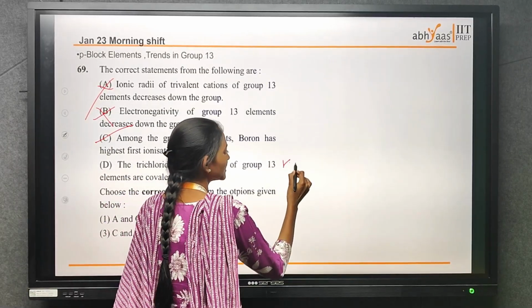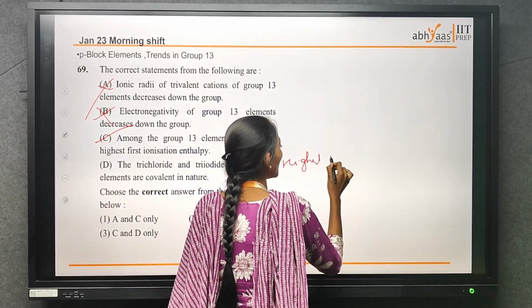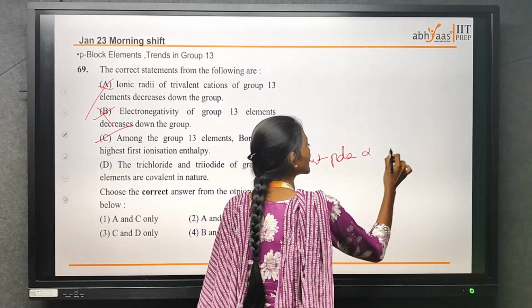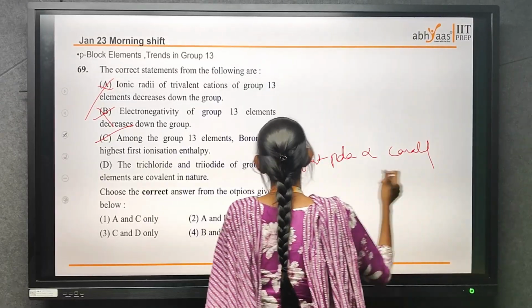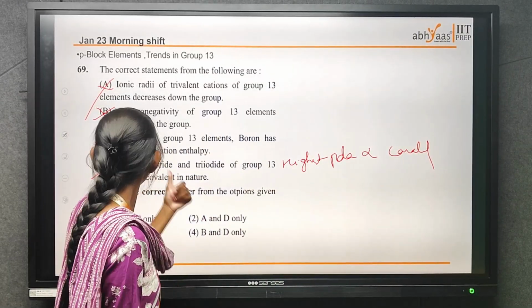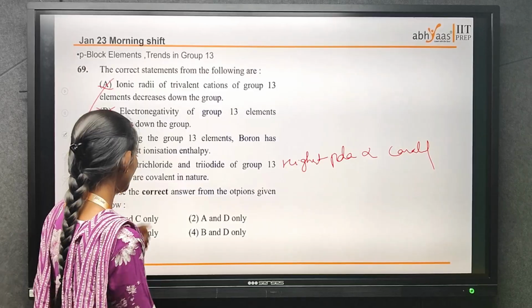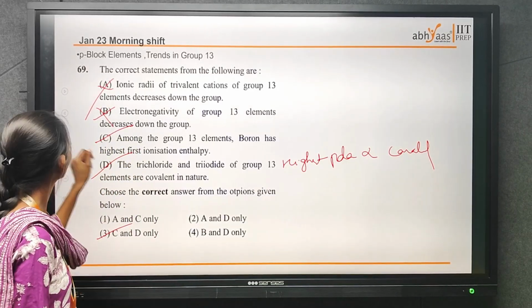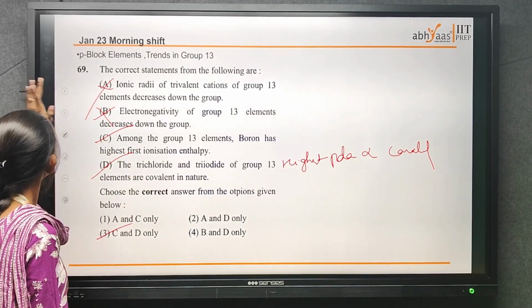Highest polarization means what is happening here? Highest polarization means directly covalent. So hence the option will be 2. So the correct statements are C and D. Right? So not that much tricky, very easy.